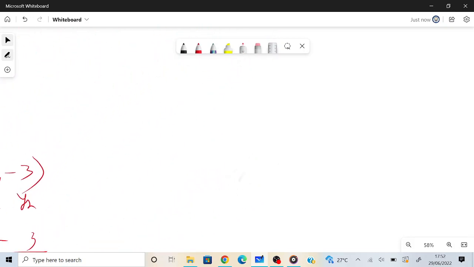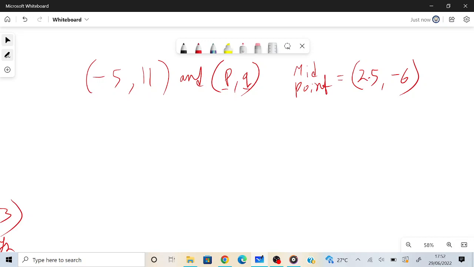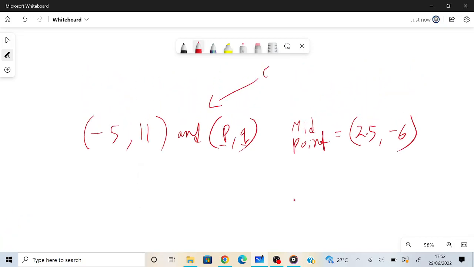And on to the final example for this video. It says I need to find the midpoint of -5, 11 and P, Q, and the midpoint has been given to us. They are saying that the midpoint is 2.5, -6, and we need to solve for P and Q. So this is a challenge question. So please do pause the video and have a go at this by yourself, and then resume the video to see if you are correct or not. If you are incorrect, please take note of your mistake.